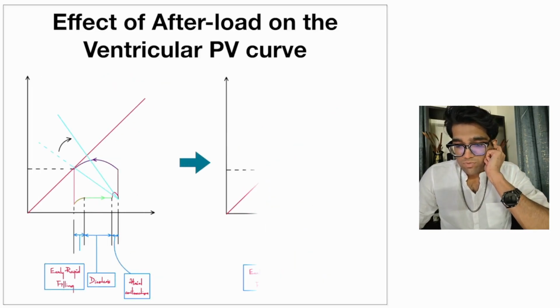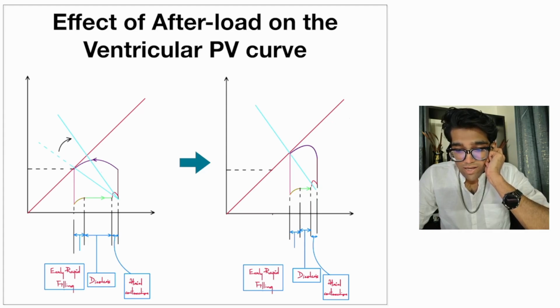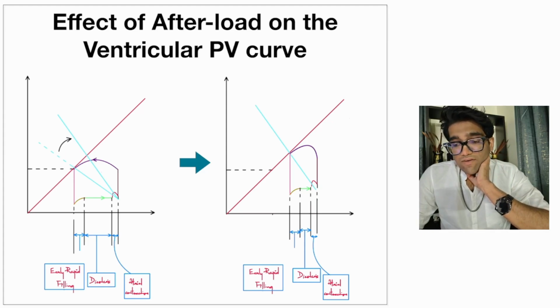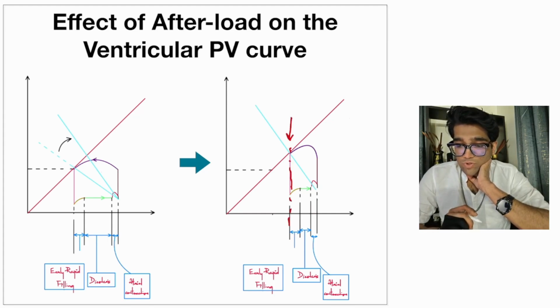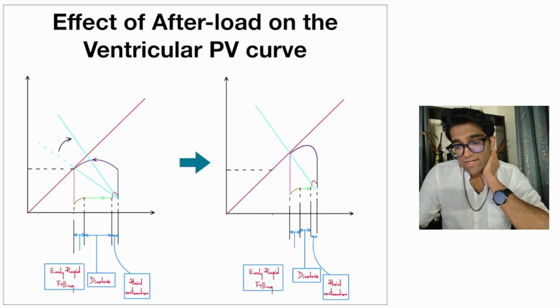Okay, so because of that, we end up coming up with this. This is what happens to the curve. The curve gets shifted completely to the right and upwards. Now, what do you see? You see that the pulmonic valve is actually closing at a higher RV end systolic volume than expected. So this is the end systolic volume and this is higher than expected. So why is this important?